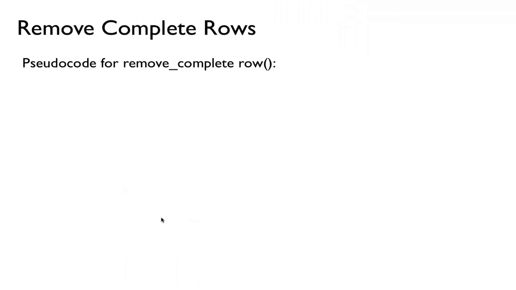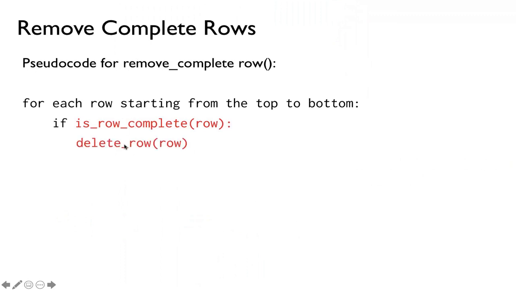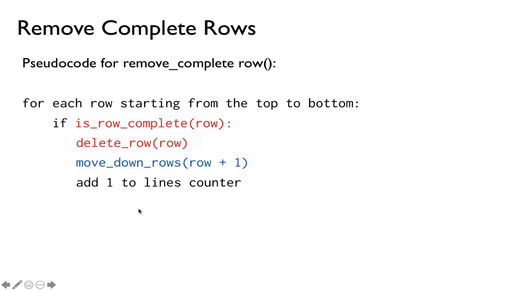Okay, so here's the pseudocode for this method. When we remove complete rows, we want to go from the top all the way to the bottom. For each row on the board, we check to see if that row is complete. If it is, then delete that row, and then we want to move all the pieces down. I didn't show that in the game there, but if a row is removed, every row above it, starting at row plus 1 all the way to the top, has to be moved down by 1. And then we want to add 1 to the lines counter. You want to keep track of the number of lines we clear.